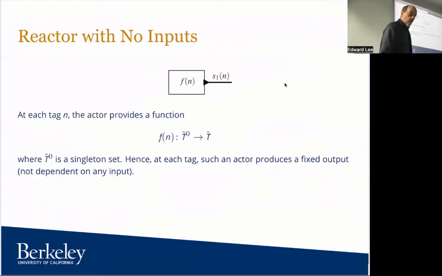So first of all, I want to convince you that this model is actually completely general. It can handle any reactor network, including, for example, reactors that have no input ports. Those are still functions, but we model them as functions where the domain of the function is this same set T tilde, but raised to the 0th power. What does it mean to raise a set to the 0th power?